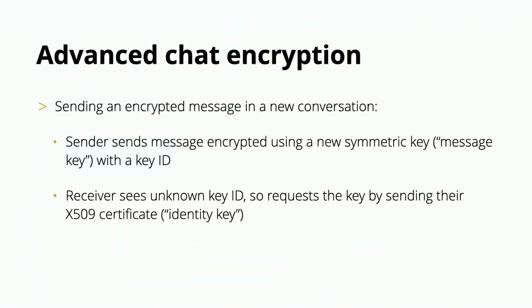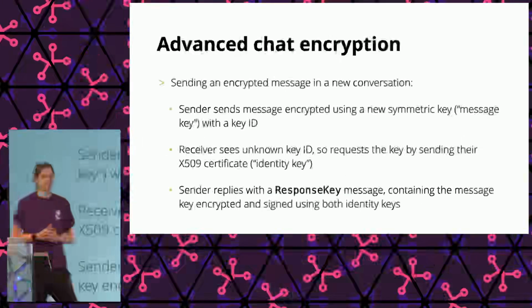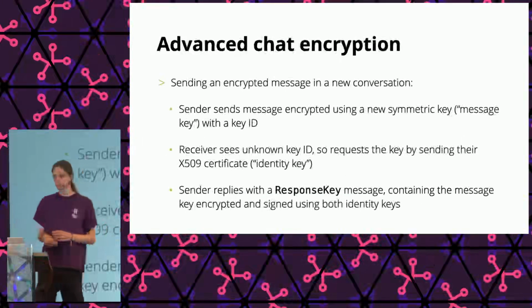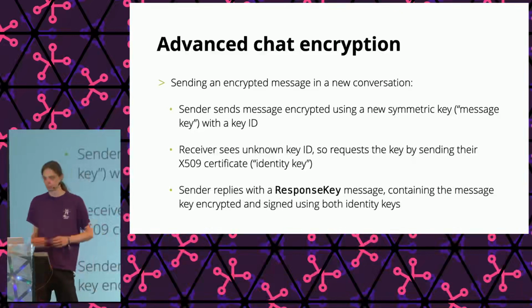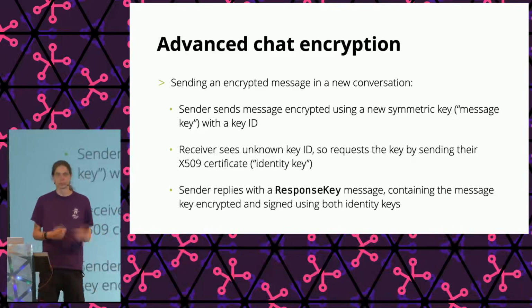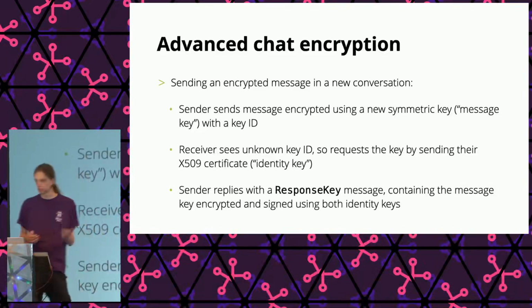Now, the receiver then sees a new message with a key they haven't seen before, so at that point they're going to retrieve it from the sender. So they request the key using a request key message. And then the sender of the message replies with a response key message. In this message, they encrypt the message key using the certificate of the other user. So in the request key, there was this certificate, and then they encrypt it to send it to the other person.